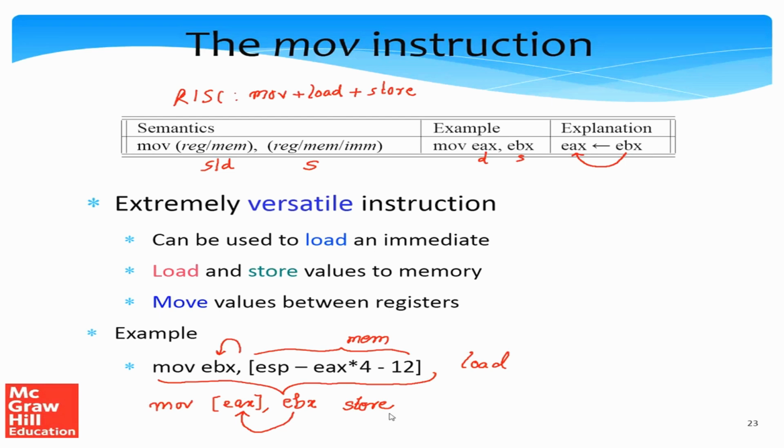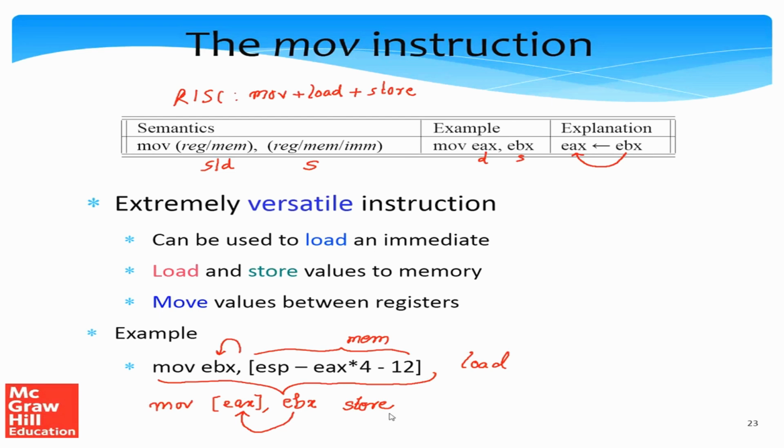And mind you, the standard rules that we discussed in the last few slides still hold, which means that both the source operands cannot be memory locations. So we can't use this instruction to move values between two memory locations.